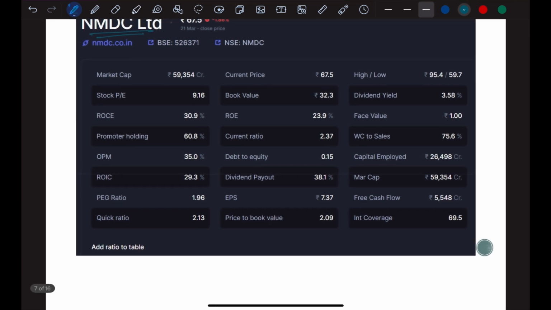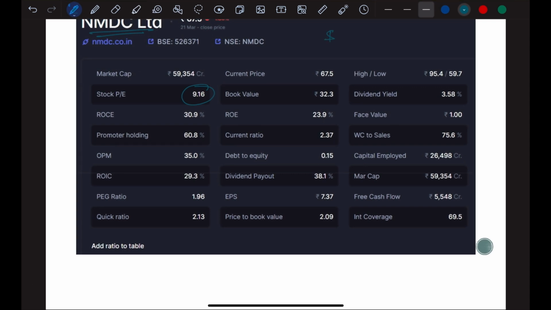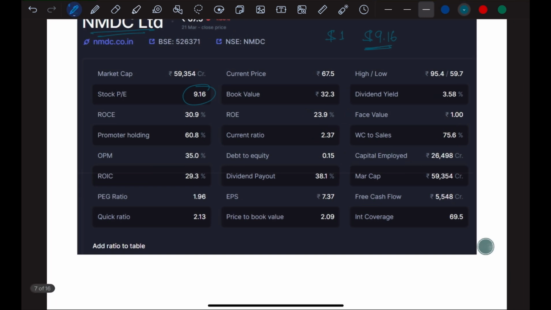The first thing that we learned was our stock PE, which is price to earning. Here the PE ratio is 9.16, which means that we are paying the company 9.16 for each unit of earning. Suppose a company is earning $1, then we are paying this company $9.16. And our next ratio was, let's say, current ratio. The current ratio of this company is 2.37, which means the company has 2.3 times more assets than its liabilities.